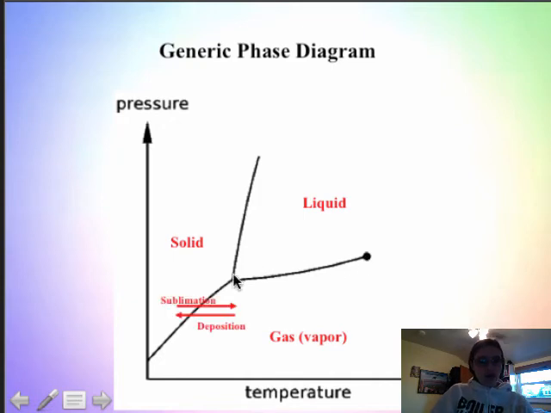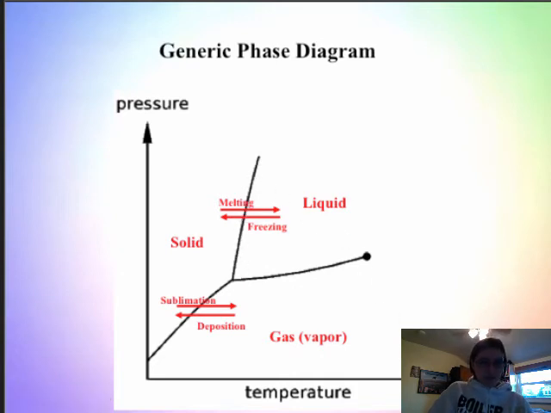So we have the sublimation curve. The sublimation curve is the equilibrium between solid and gas. If we go solid to gas, that's sublimation. If we go gas to solid, remember that is deposition. And then we have the melting curve. The equilibrium between the liquid and the solid, this is the melting point at each pressure. So this actually allows us to see the melting point as pressure increases.